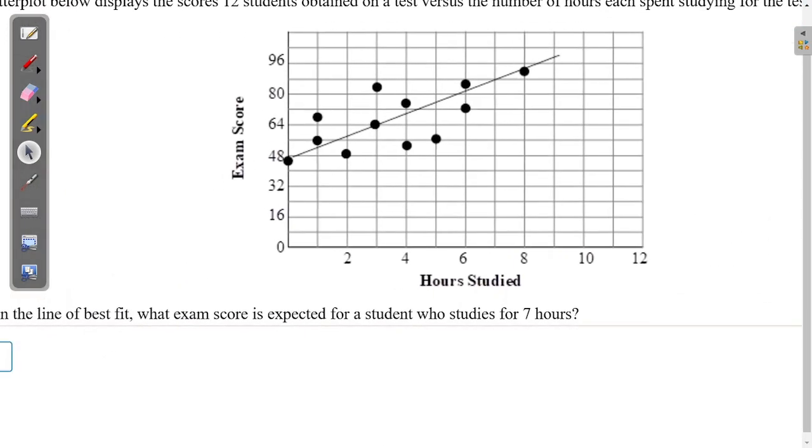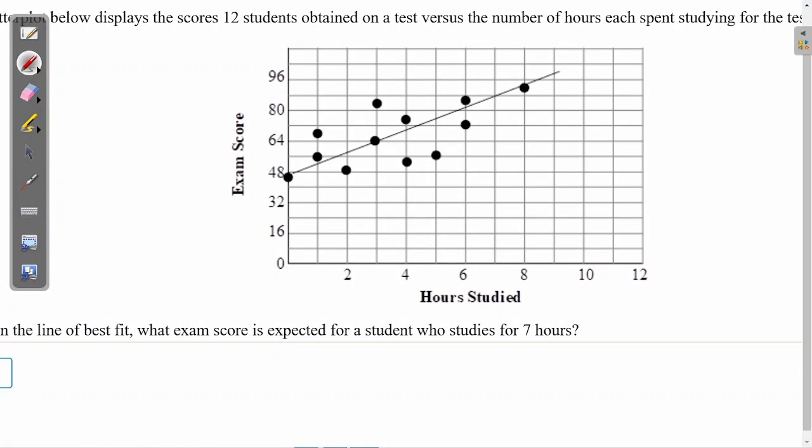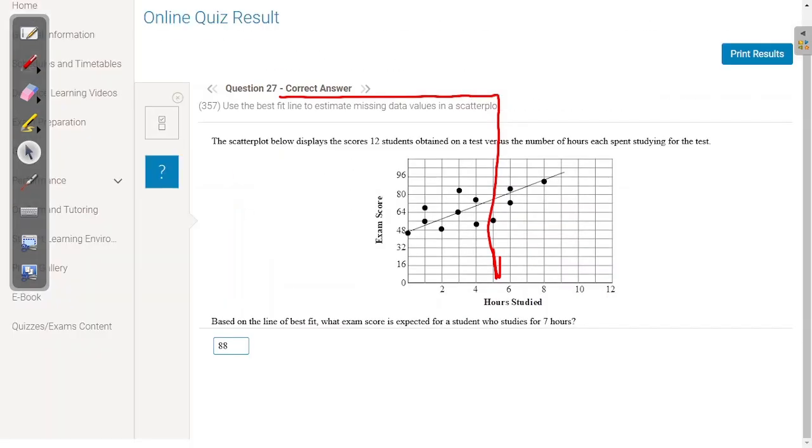Okay, just look at hours at 7, which is the x, and go to the y. Check here. What's between 8 and 96? 88. Which is basically, you do 80 plus 96 over 2.